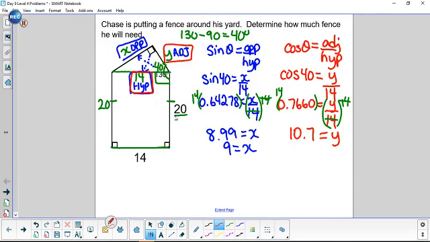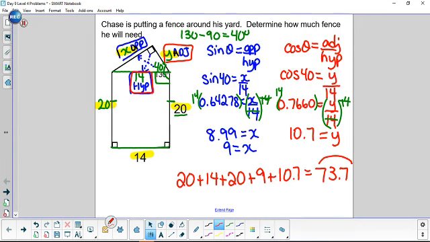So now to find the amount of fencing, we need to add up all sides of this diagram. So the values that are our sides are as follows: the 14, the 20, the value we just found for y, the value we just found for x, and this 20. So we are going to add all of those up. 20 plus 14 plus 20 plus 9 plus 10.7 gives us 73.7 units, whatever the units are. That is how much fencing Chase will need.